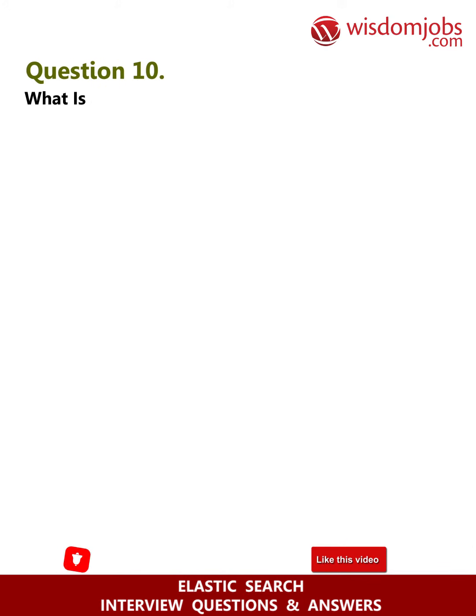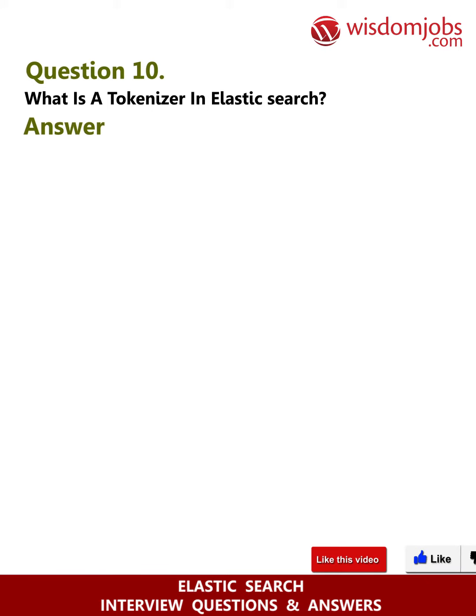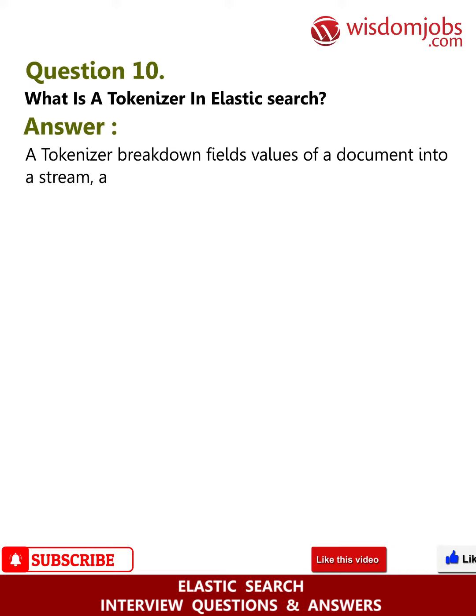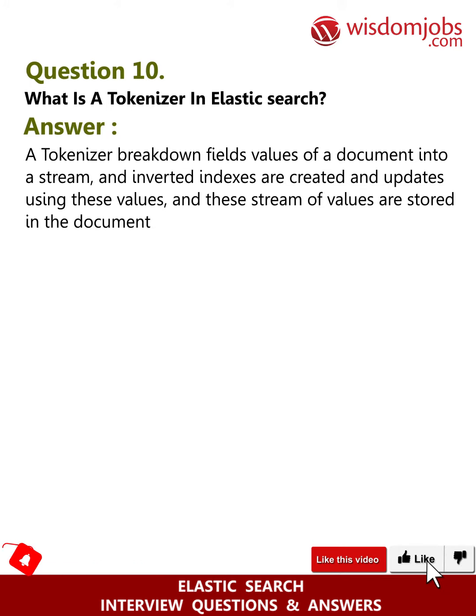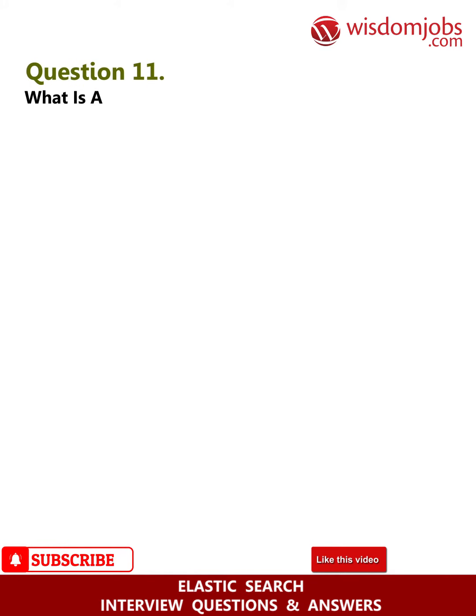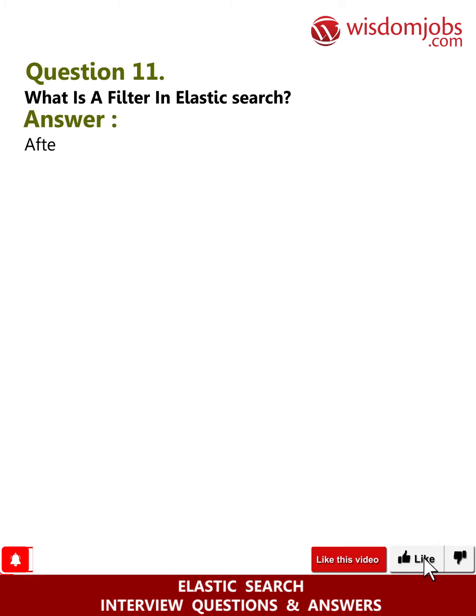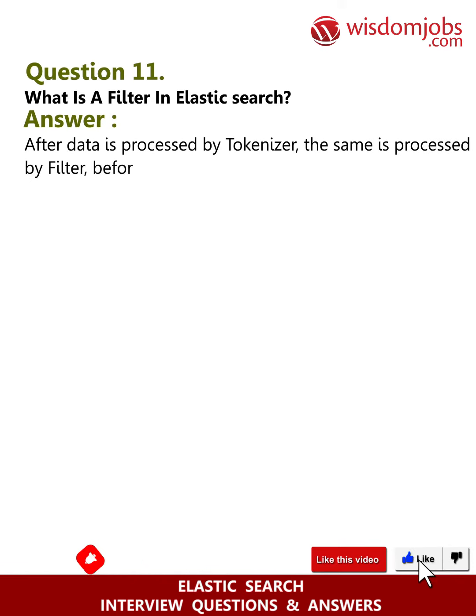Question 10. What is a tokenizer in Elasticsearch? Answer. A tokenizer breaks down field values of a document into a stream, and inverted indexes are created and updated using these values, and this stream of values is stored in the document. Question 11. What is a filter in Elasticsearch? Answer. After data is processed by the tokenizer, the same is processed by the filter before indexing.